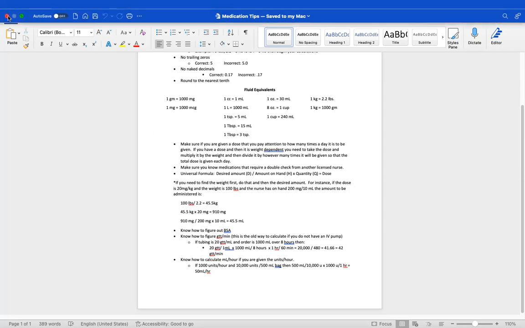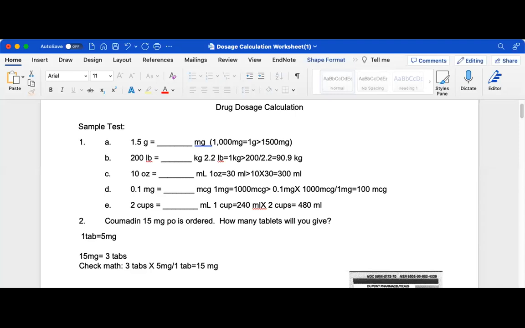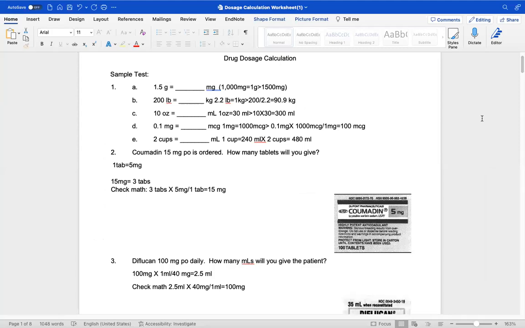Okay, so now we're going to work on some of these dosage calculations here. So let's get this blown up. This goes into our conversion side of it. So we've got 1.5 grams. We know that 1,000 milligrams is equal to 1 gram. So with that being said, 1.5 grams is going to be equal to 1,500 milligrams here. On the next one, we've got 200 pounds. Go to that conversion side. We've got 1 kilogram.